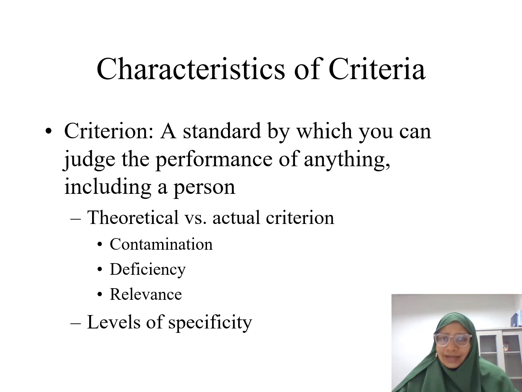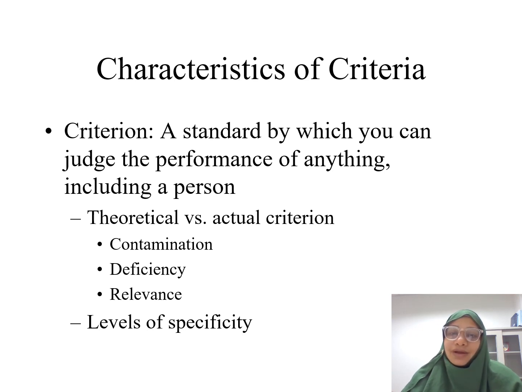So we move to the next slide, which is characteristics of criteria. Criteria is the thing that we want to measure. What is the definition of criterion? It is a standard by which you can judge the performance of anything, including a person. For example, we want to measure the result. What is under the result? We want to measure each part of the work or task done by the employee. So we have theoretical versus actual criterion.